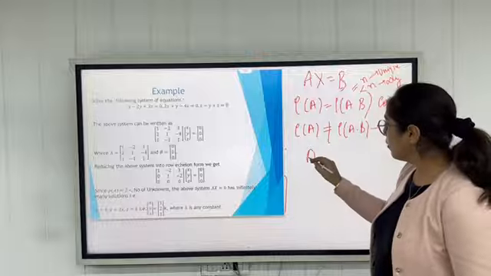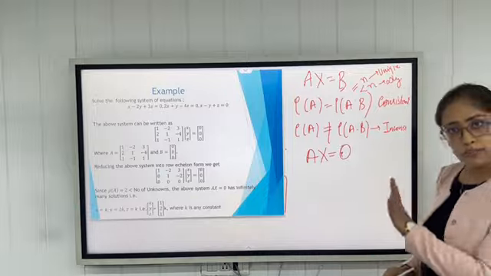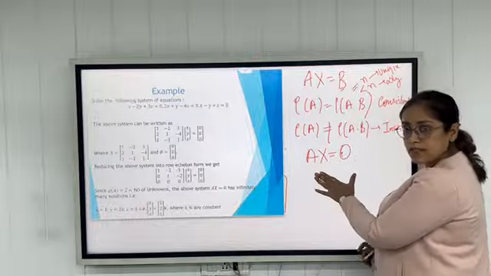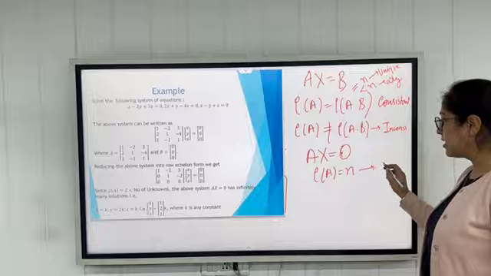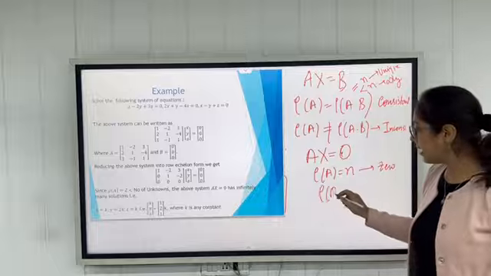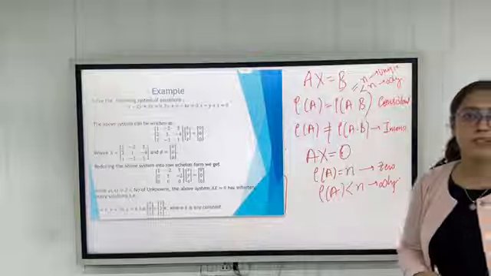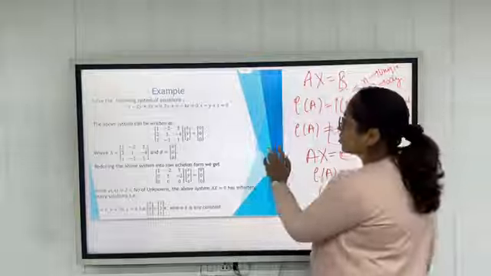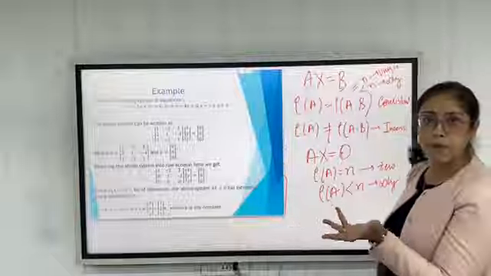And in case of a homogeneous system, this will always be consistent because the zero solution is always there. And if rank of A is n, then there is only the zero solution, that means a unique solution. And if rank of A is less than n, then infinitely many solutions. So you can practice such questions from any book like B.S. Grewal and N.P. Bali.